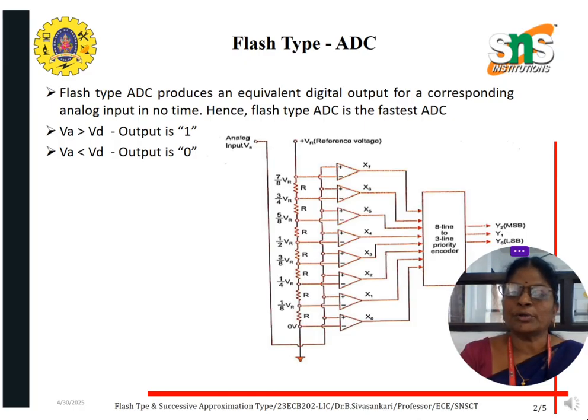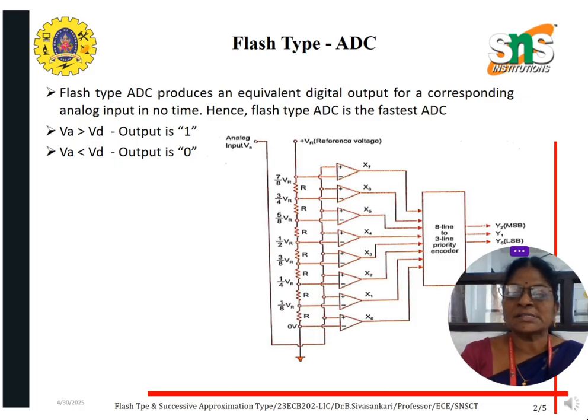In order to calculate the number of comparators to fix, if we want to design a 3-bit ADC, we have to follow the formula 2 power n minus 1. So if we want to design a 3-bit flash type ADC, 2 power 3 minus 1, we need to fix 7 comparators in this circuit. Now this circuit is a 3-bit flash type ADC.